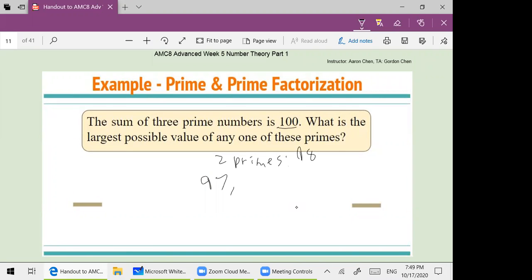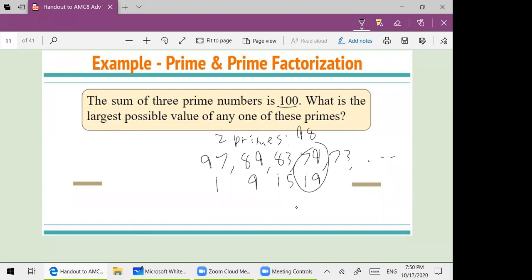They're 97, 83, 79, 73, etc. So their differences are 1, 9, 15, 19, and now here we can stop because 19 and 79 are both prime, so the largest possible value is 79.